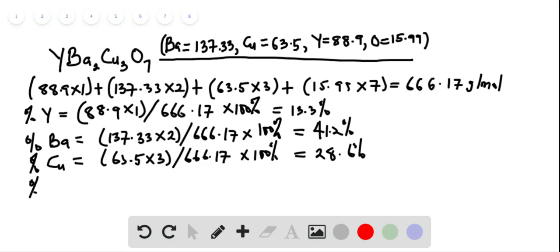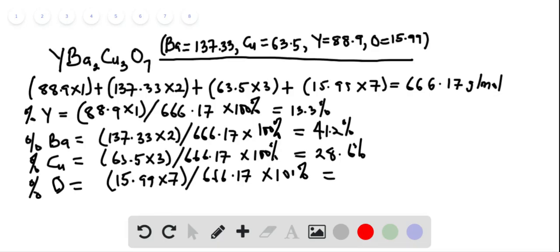And the last one will be the percent of oxygen, and that will be 15.99 times 7 divided by 666.17 times 100%. That will be 16.80%. So this is the percent composition of the elements in this particular chemical compound. And when you add everything up, it comes to approximately 100% if done properly.